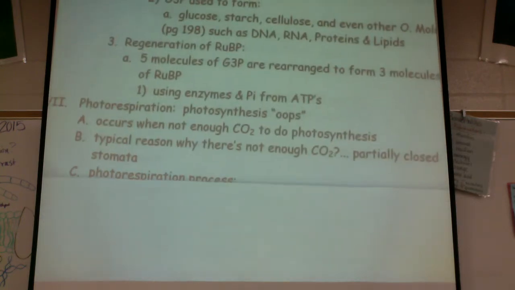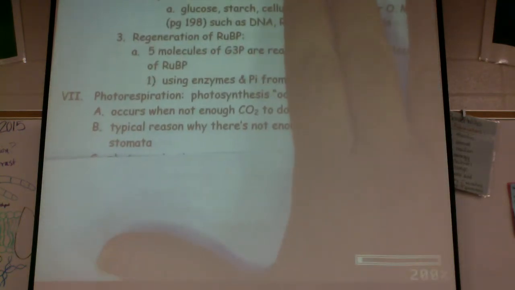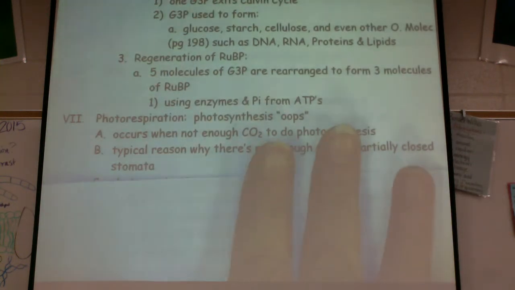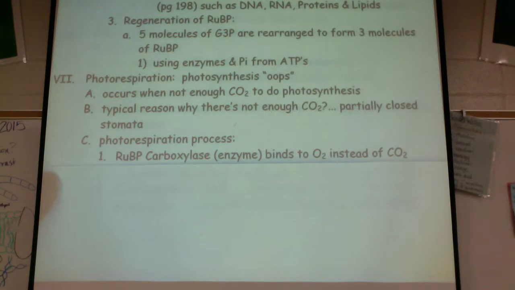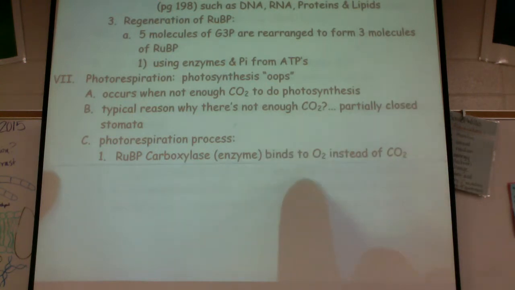Could be, you know, that's the biggest reason, right? You're in an environment where it's too hot, you're going to lose too much. So then photorespiration is where RuBP carboxylase, remember that enzyme? It would rather bind to O2 than CO2. It's more attracted to oxygen than CO2. That's a problem. So now it's dancing with the wrong partner.